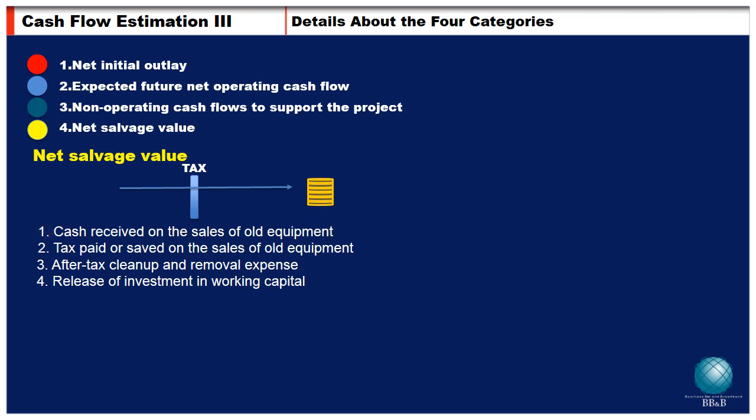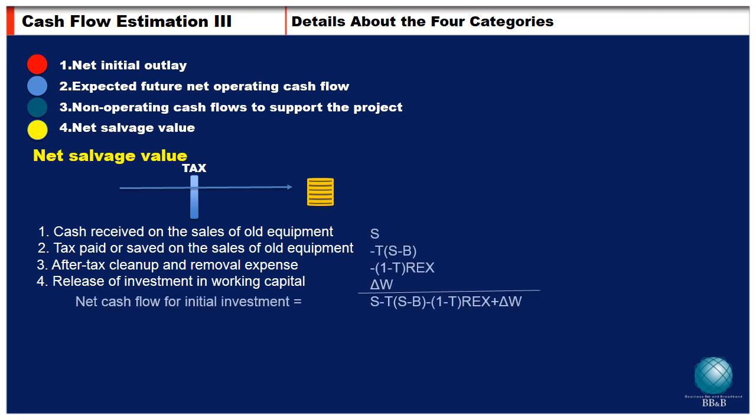1. Cash received on the sales of old equipment. 2. Tax paid or saved on the sales of old equipment. 3. After-tax cleanup and removal expense. 4. Release of investment in working capital. The mathematical expression looks like this. Here, REX stands for cleanup and removal expenses.